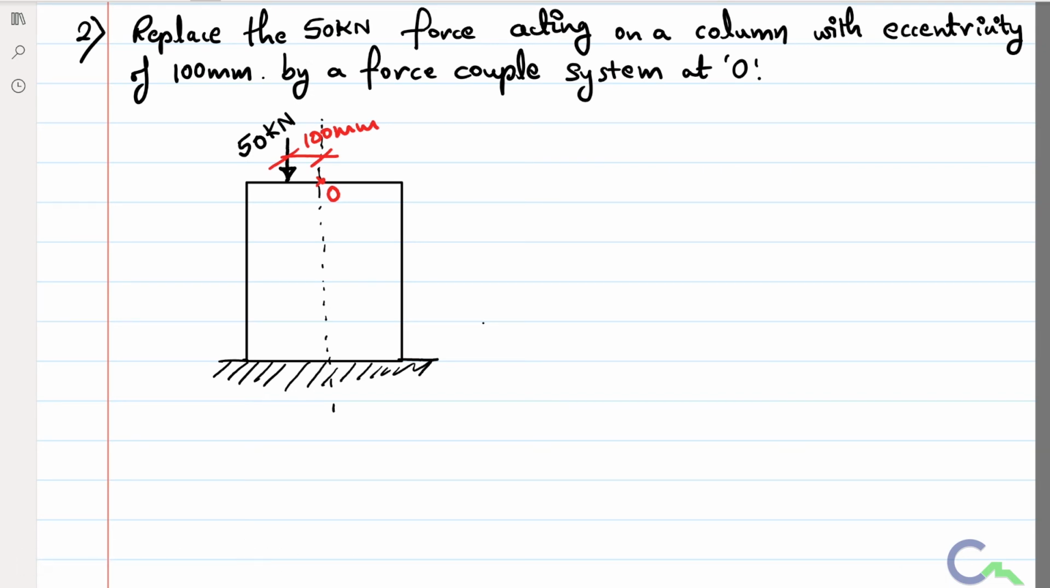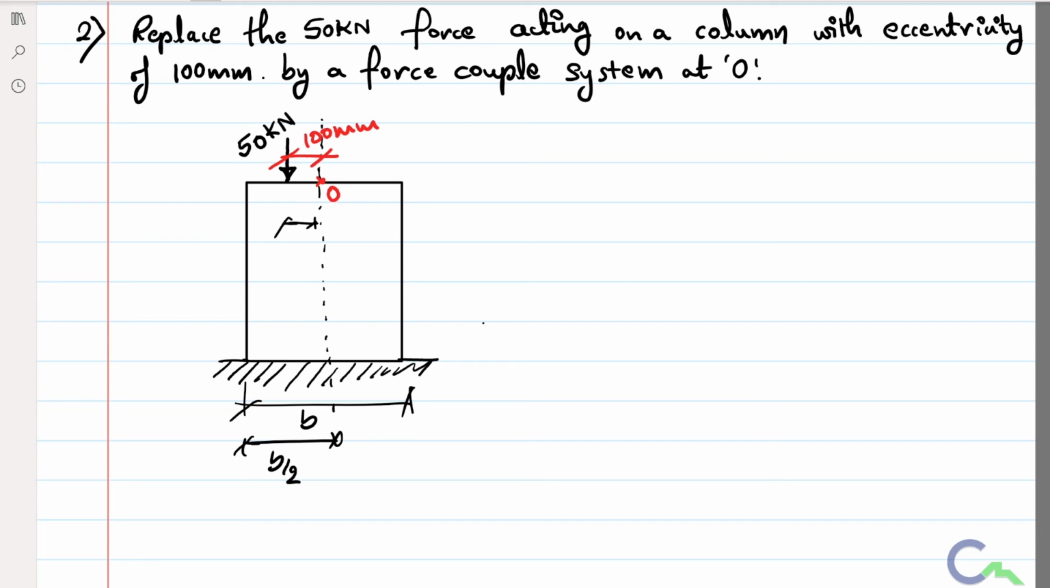Here we have our next problem. The problem is like this. Replace the 50 kilonewton force acting on a column with eccentricity of 100 mm by a force couple system at O. Usually the column, that is the vertical member of the building, will be loaded. If I take the width of the column as B, the force should act at B by 2. But in this case, instead of acting at the center, it is acting at some eccentricity.